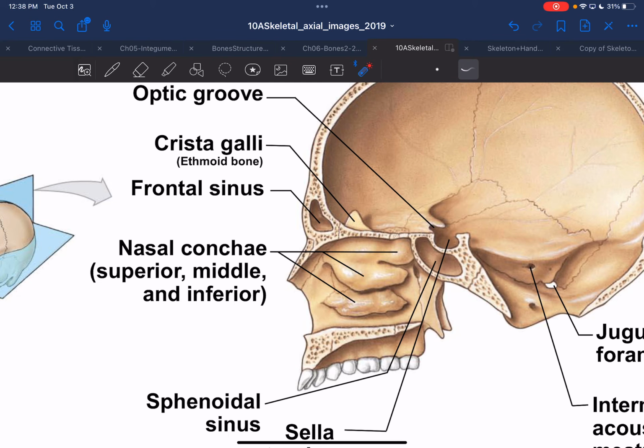And always remember, our ethmoid bone forms the roof of your nasal cavity because it has all those nerve fibers coming down into your nose so that you can smell everything you like. And then here's your mouth. This is where you eat.